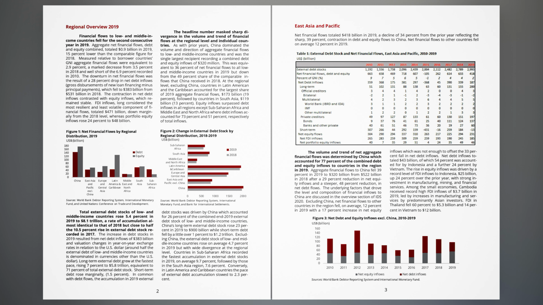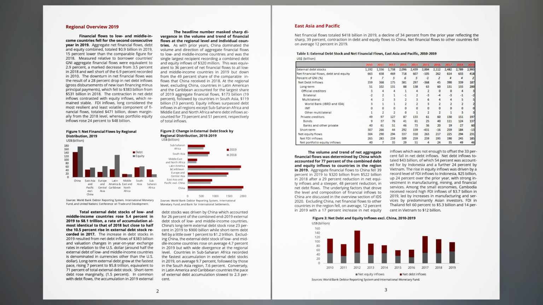The downturn in net financial flows was the result of a 28% drop in net debt inflows, gross disbursements of new loan financing minus principal payments, which fell to $383 billion from $531 billion in 2018. The contraction in net debt inflows contrasted with equity inflows, which remained stable. FDI inflows, long considered the most resilient and least volatile component of financial flows, totaled $471 billion, down marginally from the 2018 level, whereas portfolio equity inflows rose 24% to $48 billion.